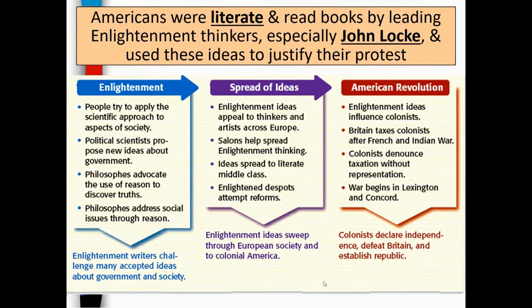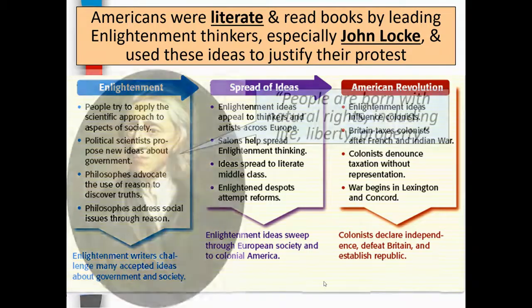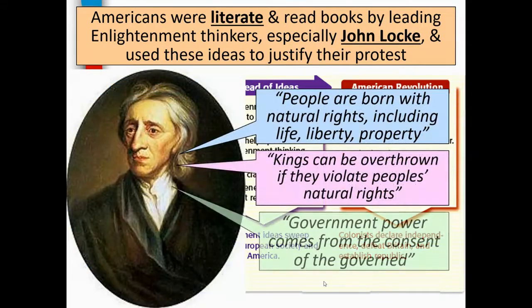Americans were literate and read books by leading Enlightenment thinkers, especially John Locke, and used these ideas to justify their protest. People are born with natural rights, including life, liberty, and property. Kings can be overthrown if they violate people's natural rights. Government power comes from the consent of the governed.